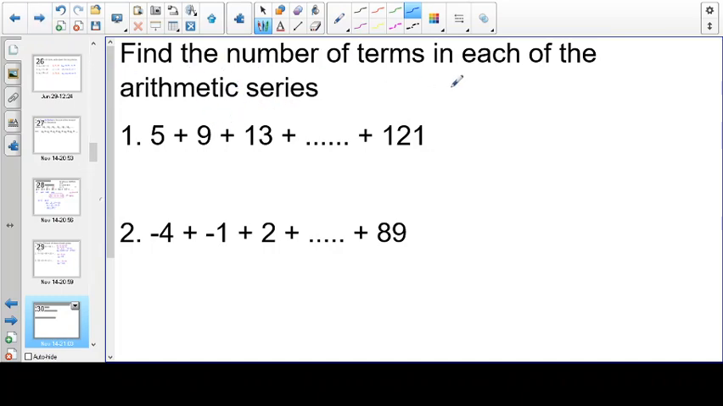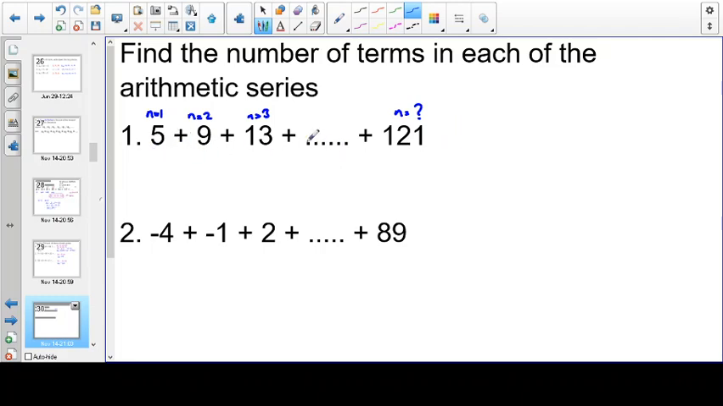Now then, find the number of terms in each of the arithmetic series. So you can see that there's no dots, which means that that is the last term. So this is a finite series, okay, because it's come to an end. Find the number of terms in each of the arithmetic series. Well, that's the first term. That's the second term, that's the third term, that's in unknown value of n's term.